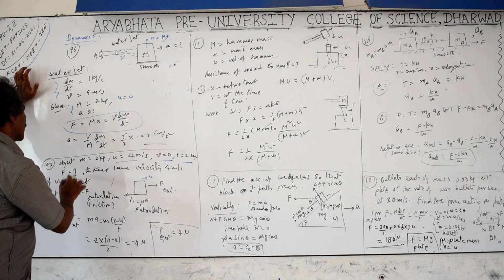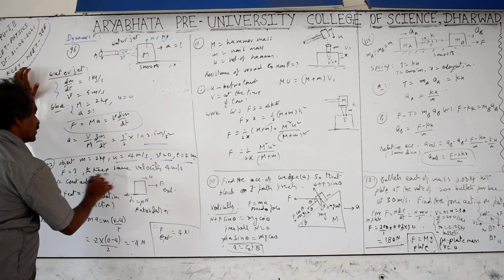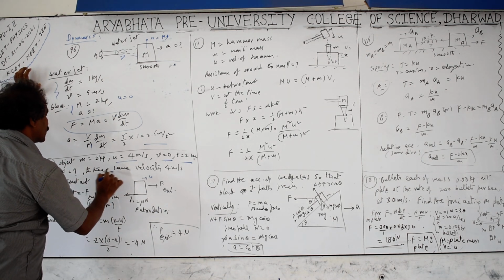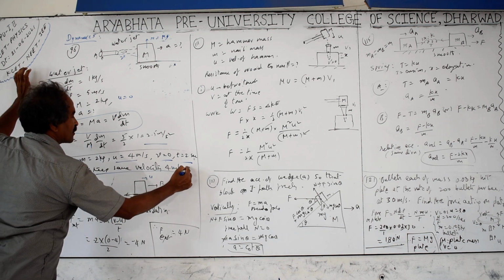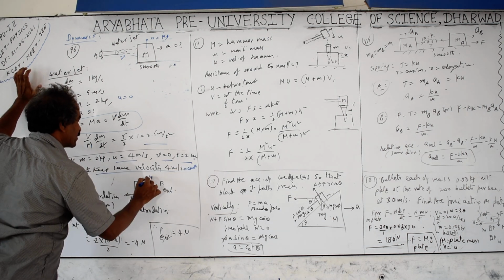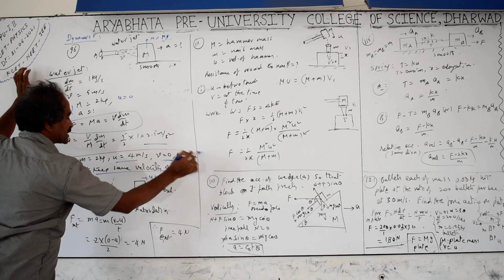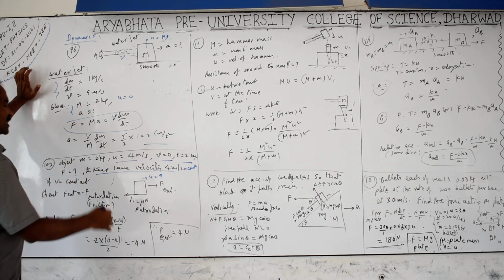You are asked to find out what is the force required to keep the same object with the same velocity, to keep constant velocity. That means the object has to move with the same constant speed of 4 meter per second in the same straight line direction. What is the external force required?